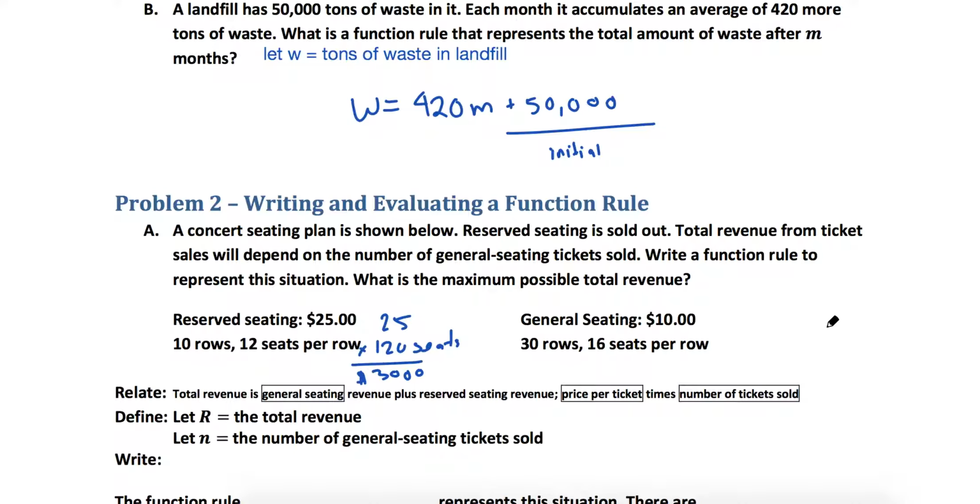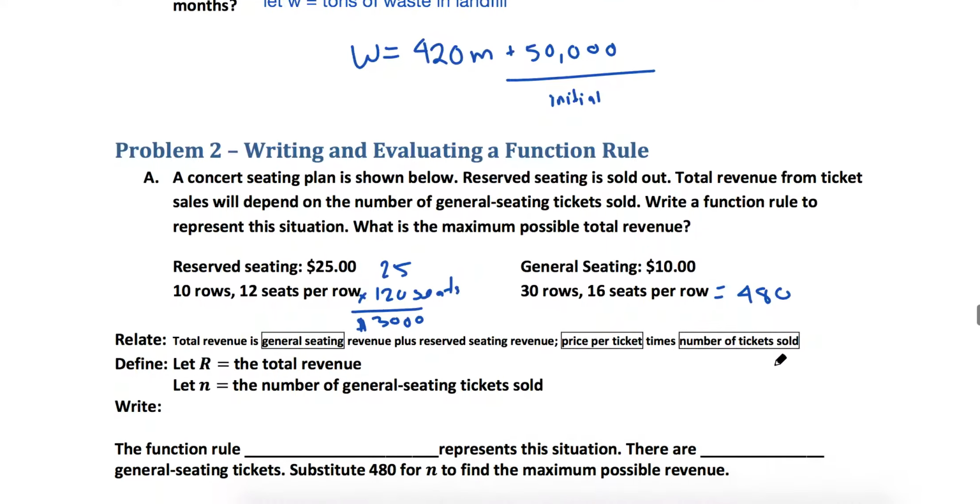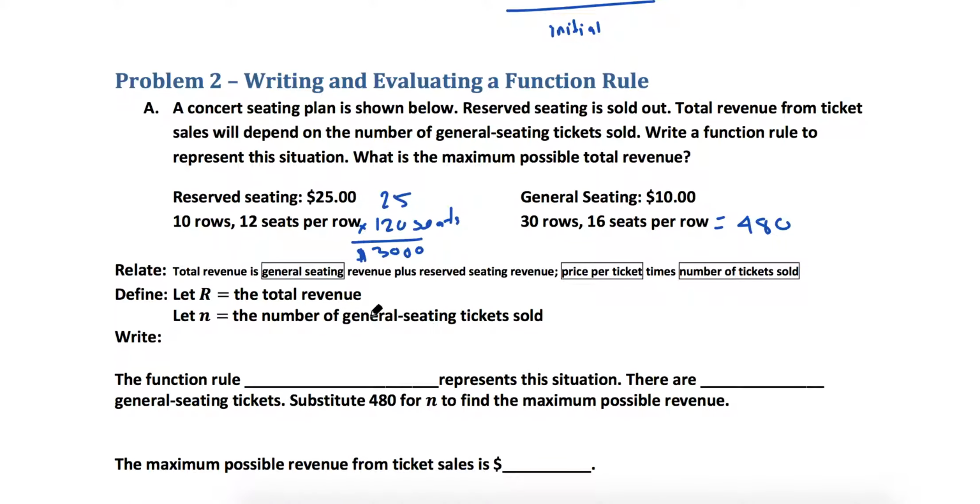What we really need to eye in on is how much we are going to get from the general seating. So if there's 30 rows and 16 seats per row, there's a total of 480 seats there that we can still fill with the general seating. Okay, so let's dive into it. Here's the relate statement. The total revenue is general seating revenue plus the reserved seat revenue, or the price per ticket times the number of tickets sold.